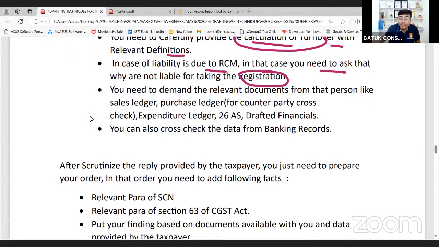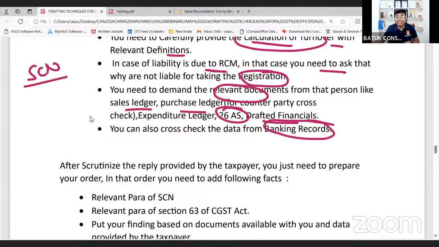Will also demand the relevant documents, that is sales register, purchase register, 26AS, draft financial statement, and also will check the banking records, because when you issue that particular type of assessment notice, show cause notice, you may ask for certain documents. So purchase, sales, 26AS, you may demand the bank statement. Through the bank statement, you can easily analyze the routing of the funds. So that is the important part which should be part of your show cause notice.